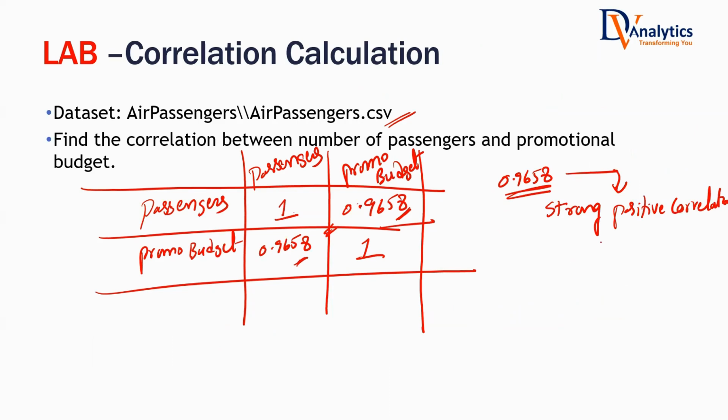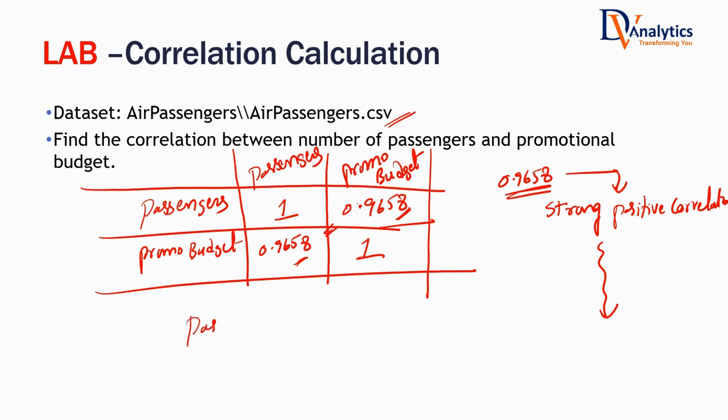Now we will go back to our client or the business partner. We start explaining to them that I have done some analysis. In this analysis, I found that there's a strong positive association. There's a strong positive correlation between passengers and promotional budget.